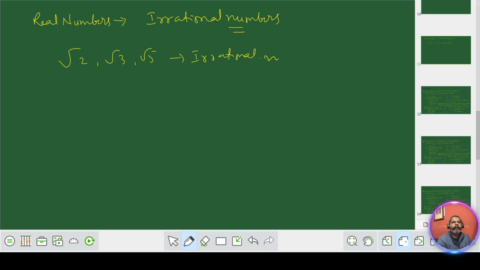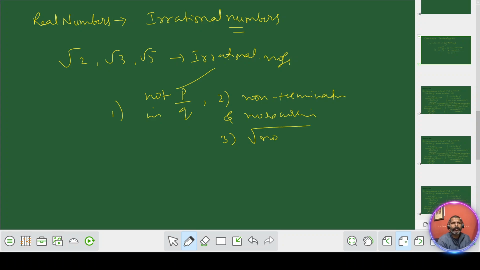An irrational number has two to three definitions. One definition: numbers which are not in the form p by q. Another: a number whose decimal expansion is non-terminating and non-recurring. That is also an irrational number set. And the third one is a non-perfect square number under the root, which is also an irrational number.